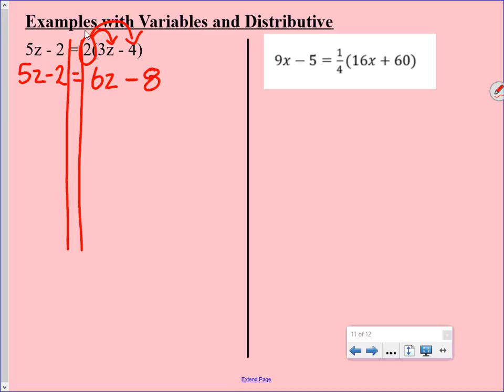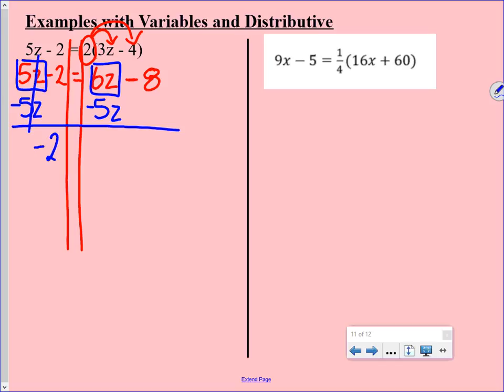Second step, get variables to one side. We have 5z and we have 6z. Move the smaller one. 5 is less than 6, so we're going to move positive 5z with a minus 5z. 5z minus 5z is 0. Bring down the negative 2 equals 6z minus 5z is 1z minus 8.